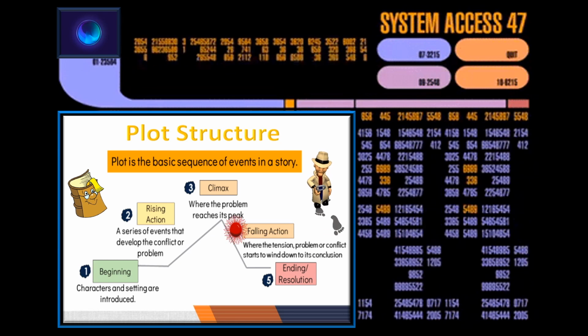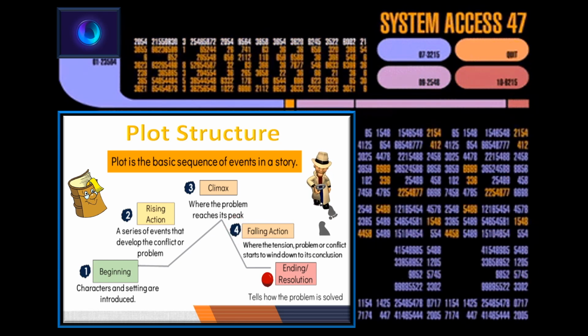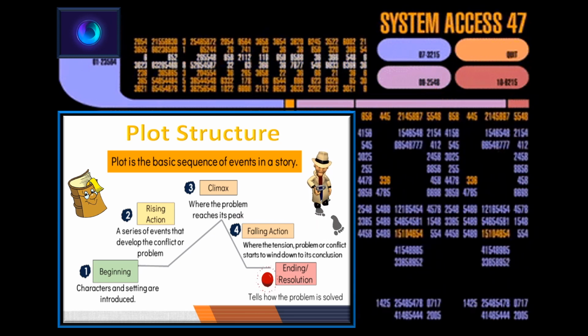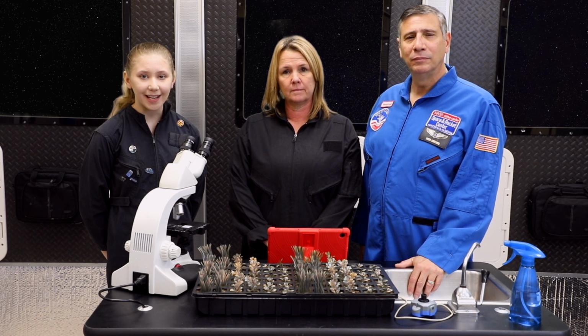It is important to note the falling action can contain smaller events as well. The ending resolution, which tells how the problem or conflict is resolved. Thank you, Aurora. That really helps.